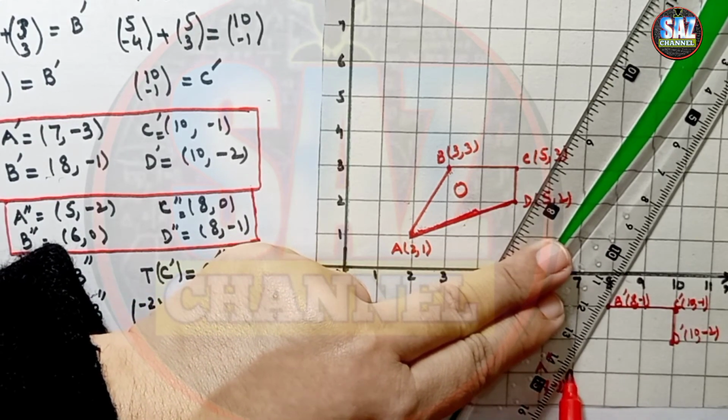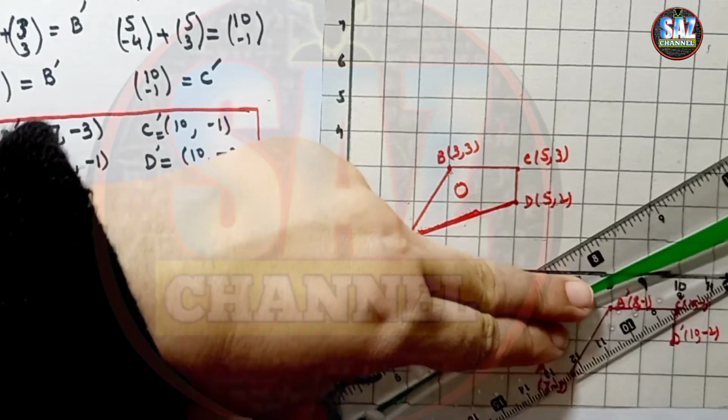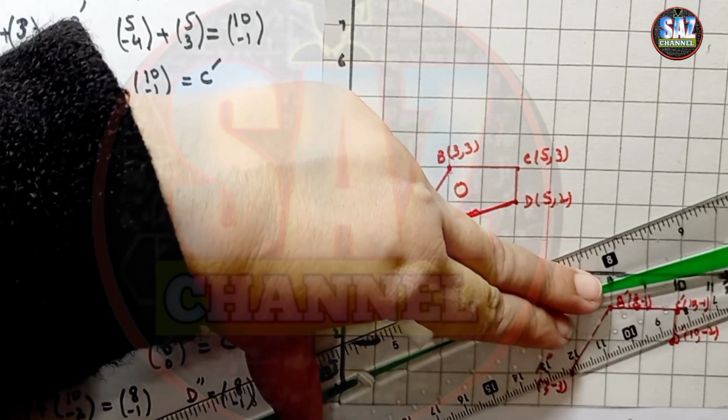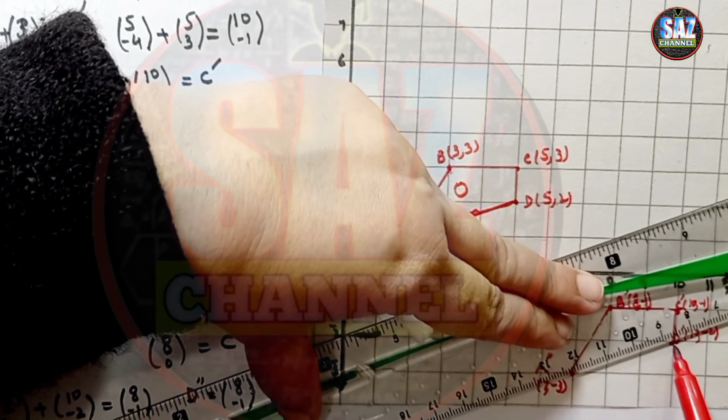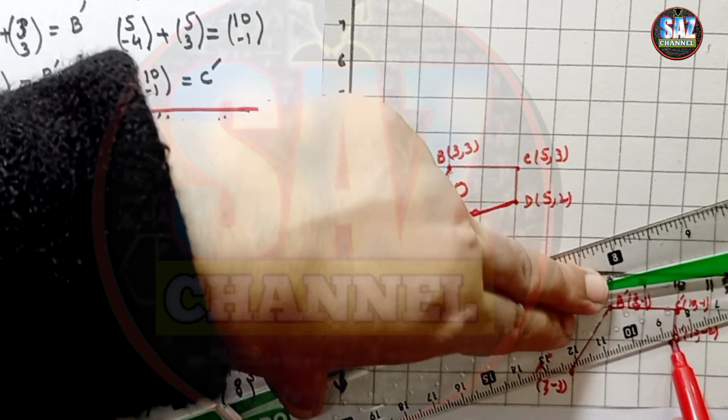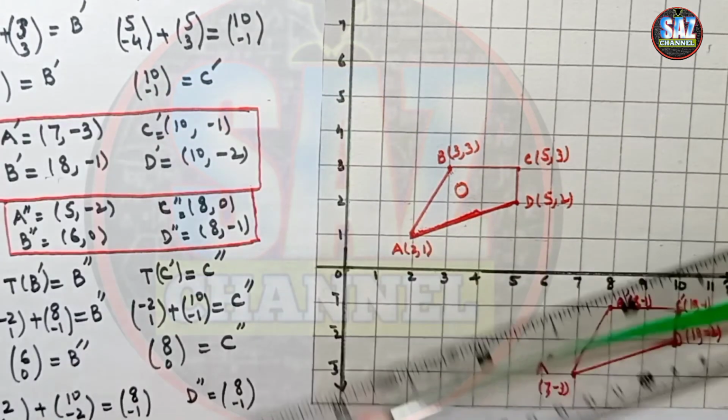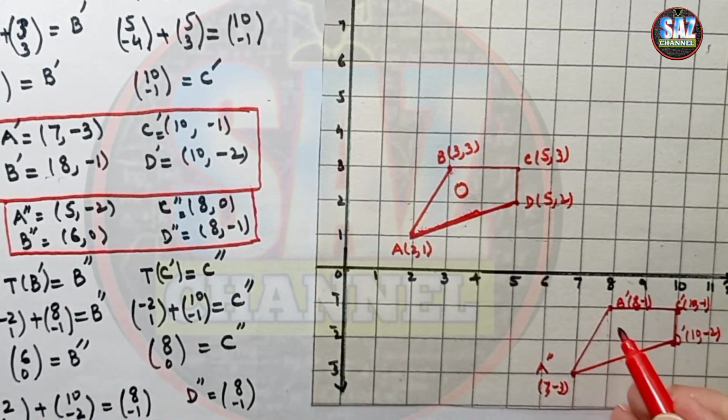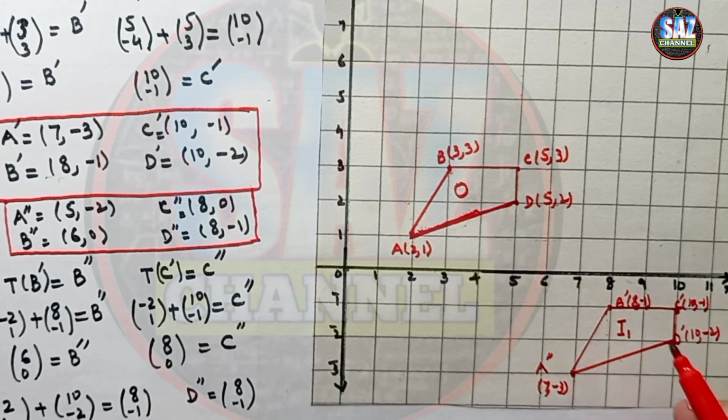And then after that I have to plot the final image. Let me join these points. Okay, this is the image 1. Let me mark it with I1.